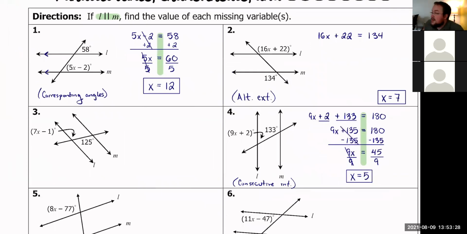So again, like I said, one of two options. They're either going to be congruent or they're going to be supplementary. That's going to influence what type of equation you set up based off of the information. I am going to jump down very quickly down to number 9.